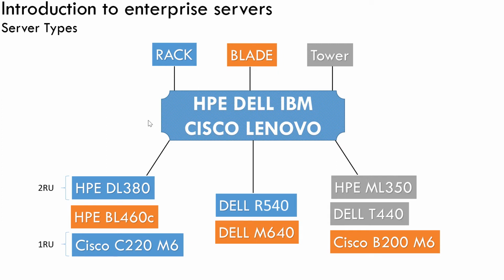And then we have blade servers. We have the Dell blade server and the HPE blade server, like the HPE BL460c, the Dell M640, and the Cisco UCS B-Series 200 M6. For tower servers, we have the HPE ML350 and Dell T440. I think all of you know about, or have mostly dealt with, this server hardware. Okay, next.